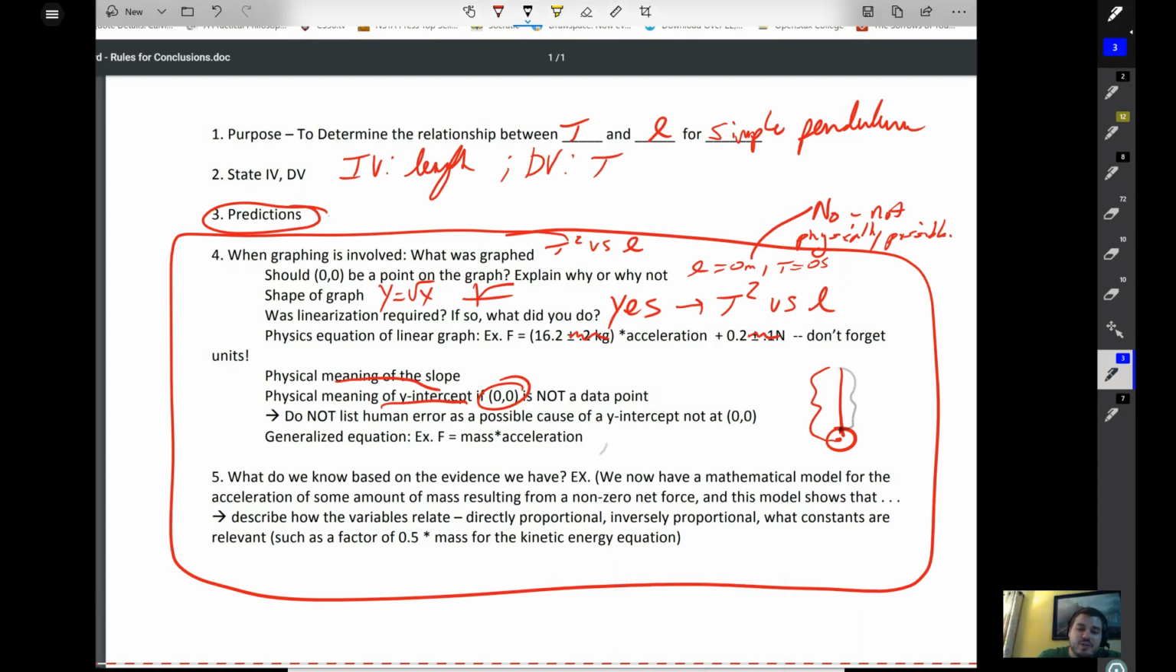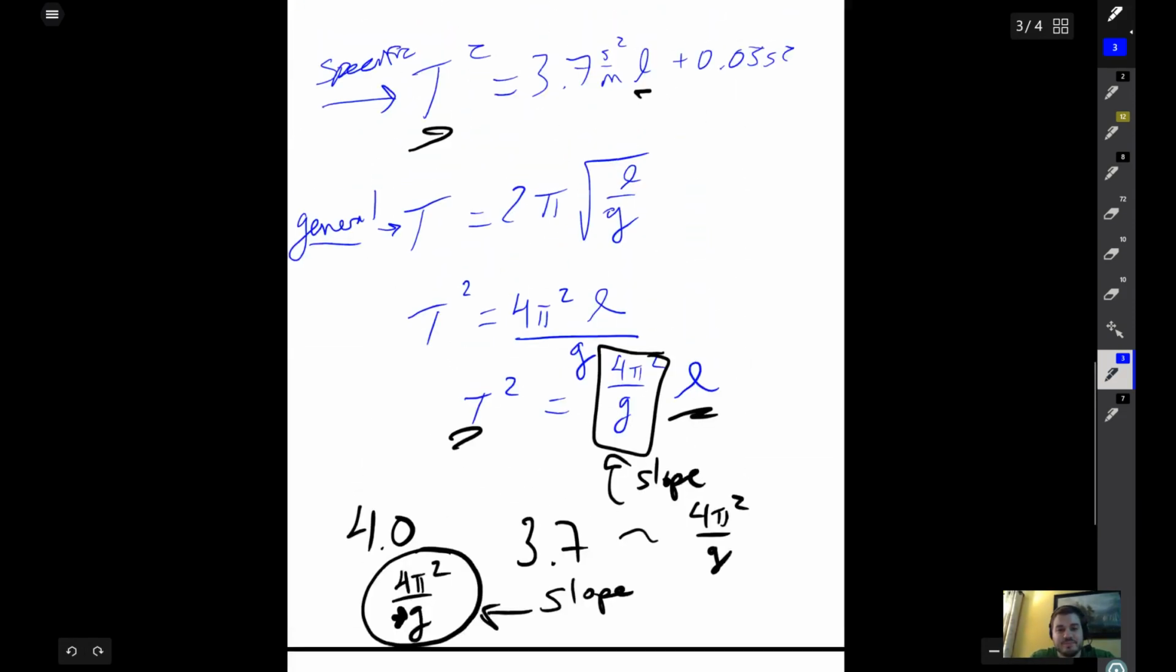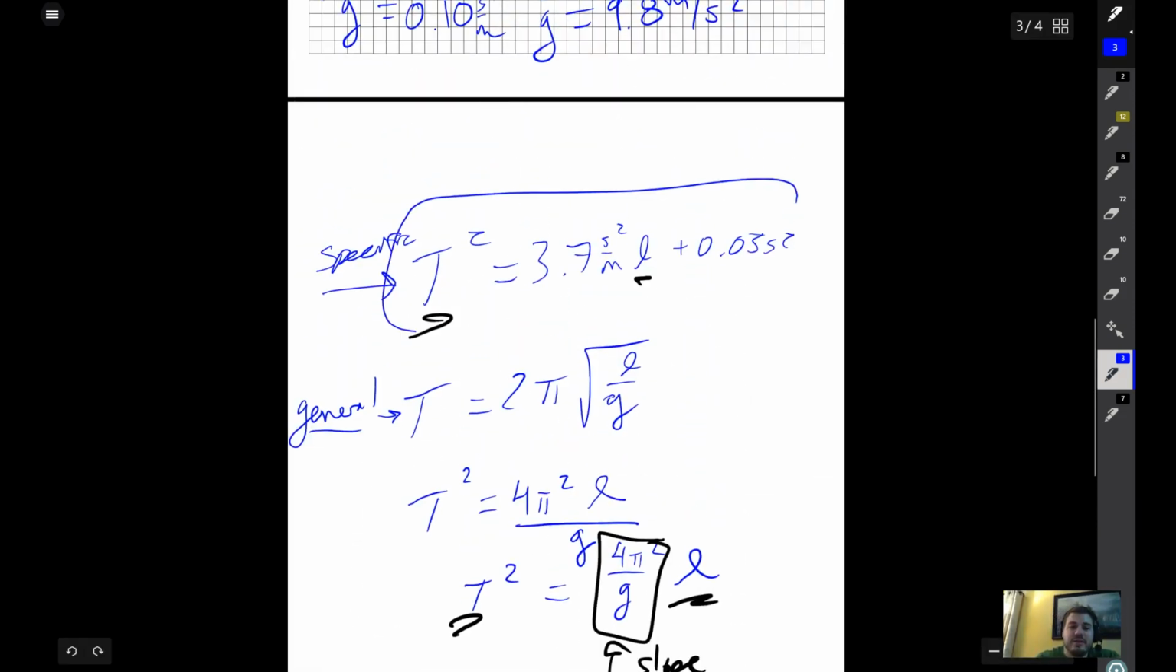Then we write the generalized equation, which this time we had to look up, was period equals 2 pi times the square root of L over G. And then based on this, what do we have? We have an equation that gives us the relationship between the period of a simple pendulum and its length. Now, I'm not going to write all this down, but this is the thought process you want to go through. First, we have an equation that gives us a relationship between the period of oscillation of a simple pendulum and its length. This equation tells us that the period is directly proportional to the square root of the length.